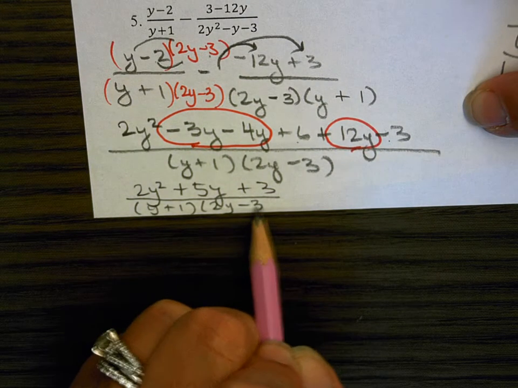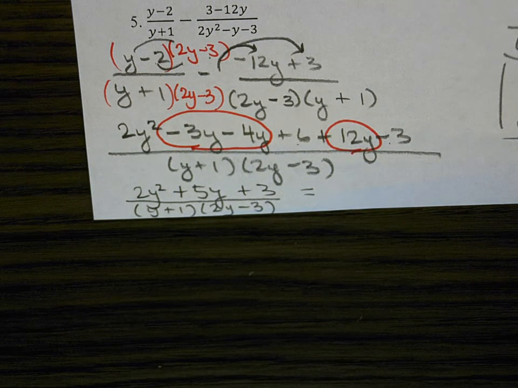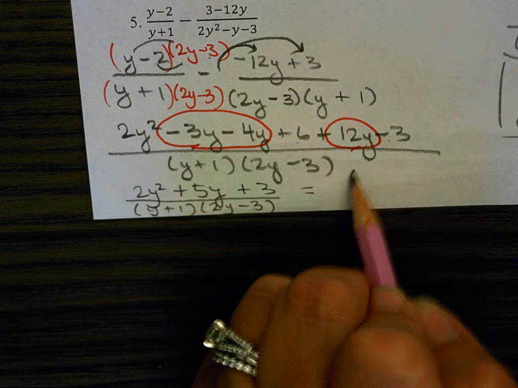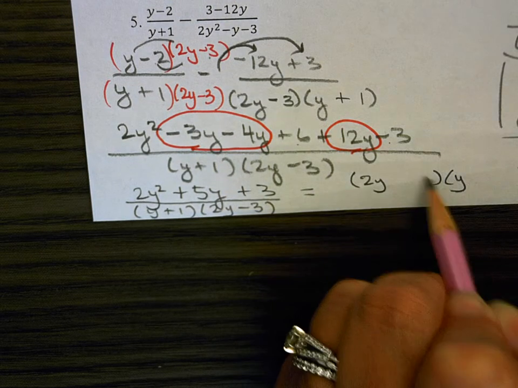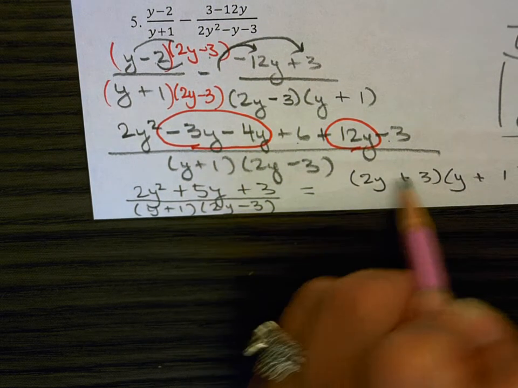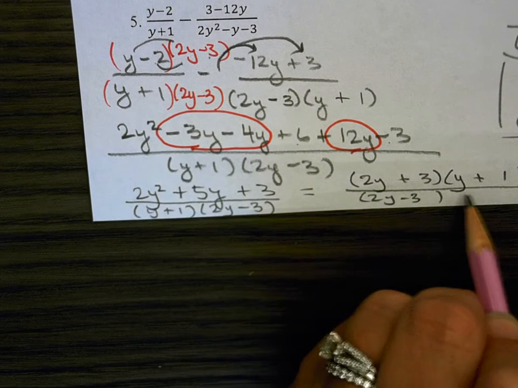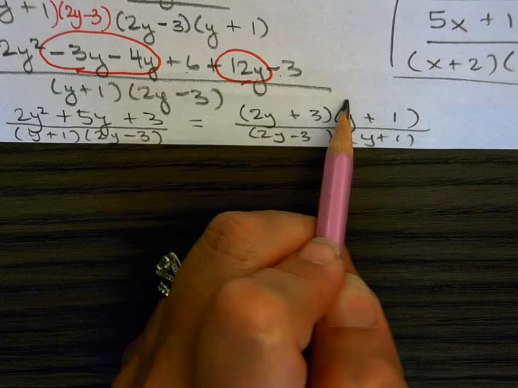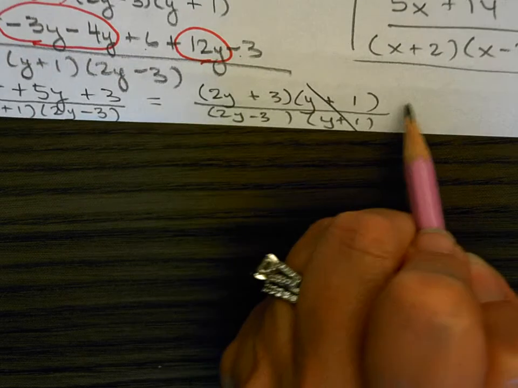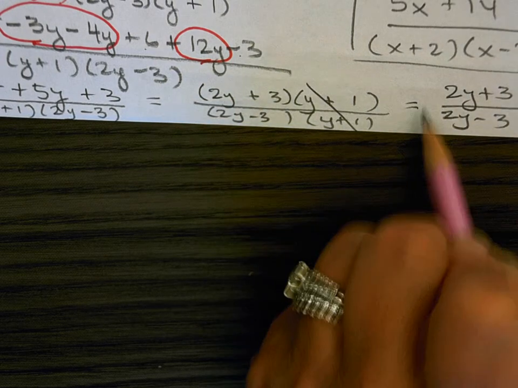And then, of course, my last step here is to go ahead and factor the numerator, right? So, and then try to reduce. So I know I could do 2y and y, and 3 and 1, both positive. And then my last step, of course, is just to cancel any common factors, which in this particular problem is y plus 1. So then my final answer would just be 2y plus 3 over 2y minus 3. And that's it for this lesson.